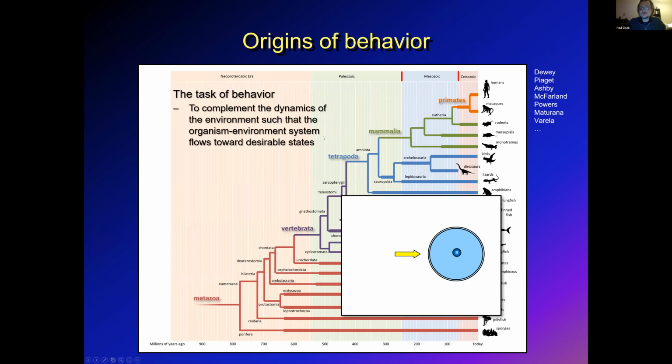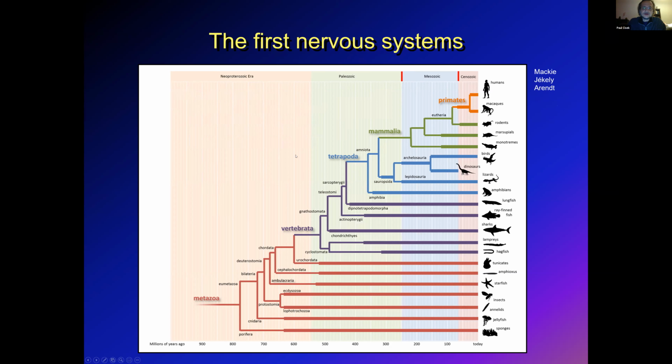So the task of behavior really, you can think about it as complementing dynamics of the environment such that the entire system, organism plus environment, flows towards desirable states in the language of dynamical systems, right? You want something that sets up the dynamics to complement those of the environment such that the whole system tends towards a desirable state, like being fed, for example, and being safe. So we can think of all of behavior essentially in this way. Of course, it becomes more complicated.